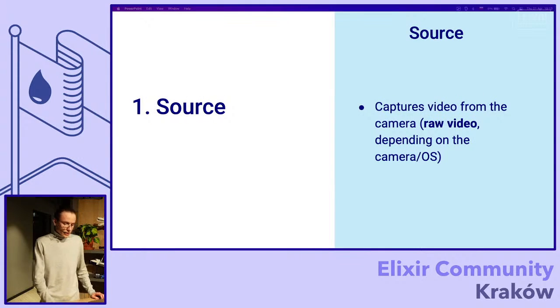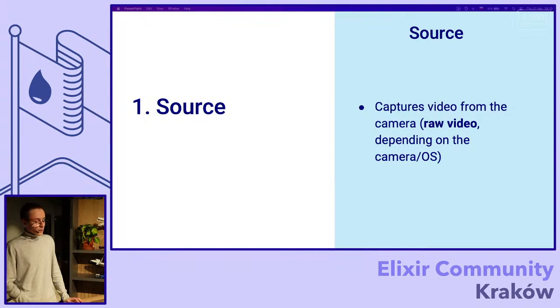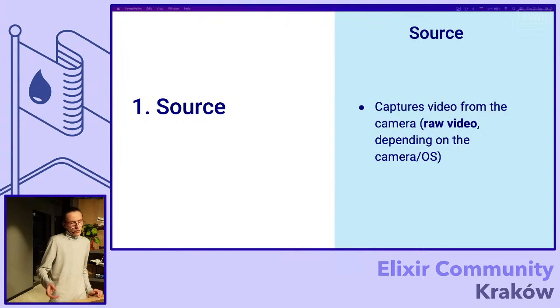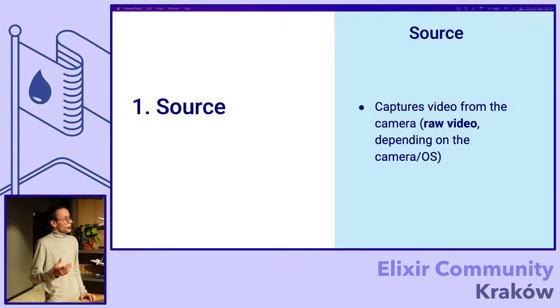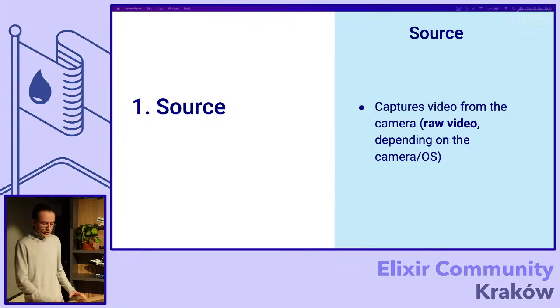So, the source is the simplest part of it. We just capture this video. We get raw video frames. Depending on the operating system, we can have RGB format, or some others.